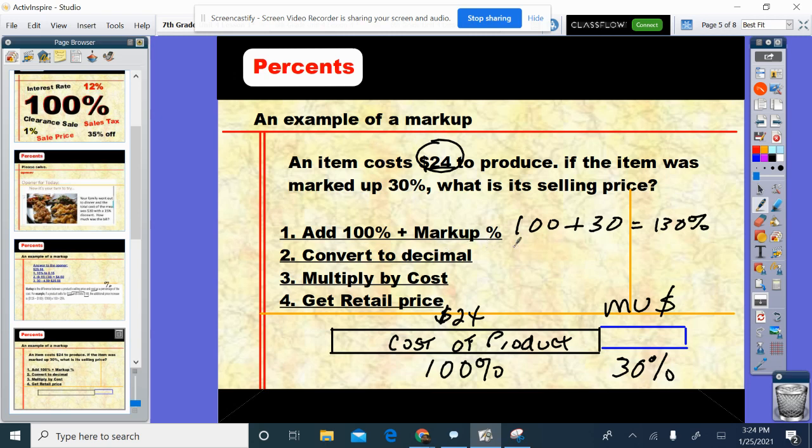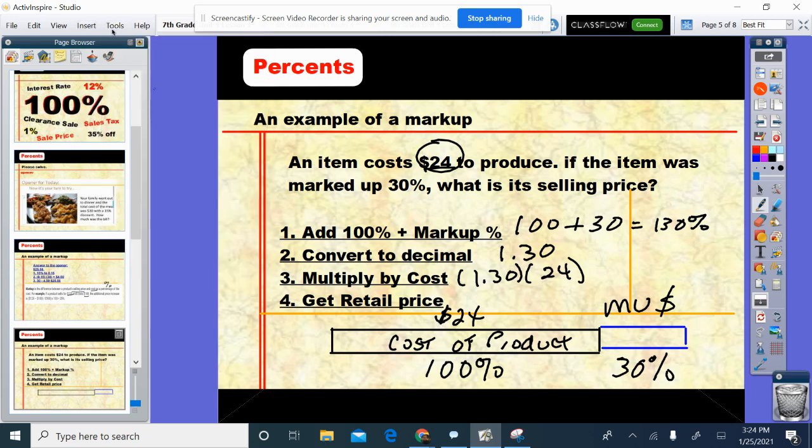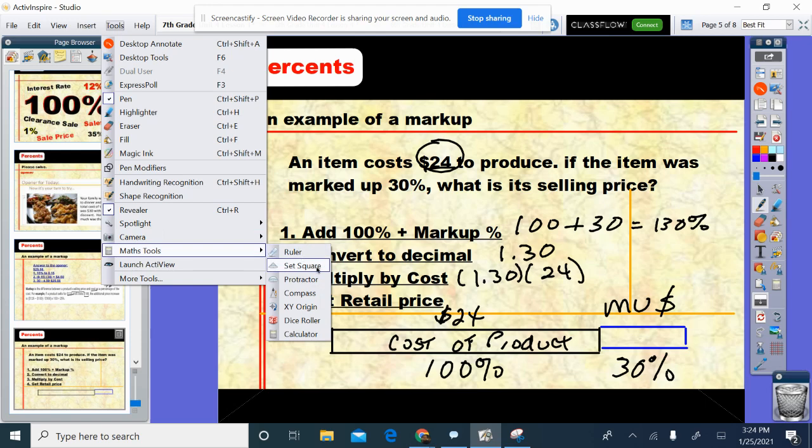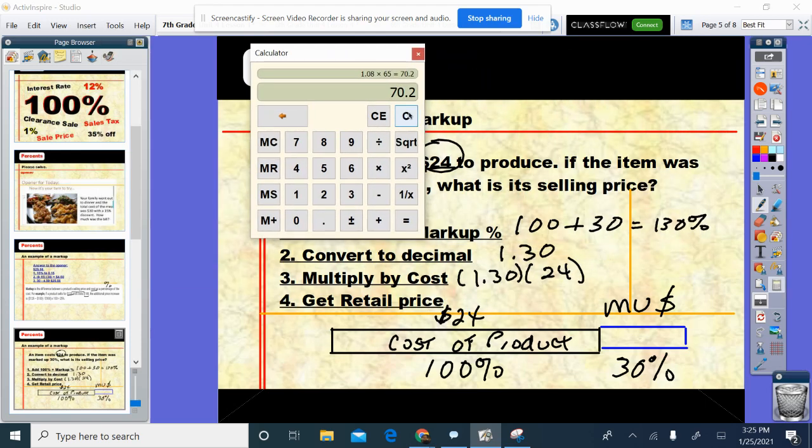So convert to a decimal. You move your decimal point 2 places to the left, so I get 1.30. And I then multiply this decimal by the cost, $24. Let me get my calculator down here. Here we go. I'm going to multiply 1.30 times $24. That gives me a final price of $31.20, which I can put down here.